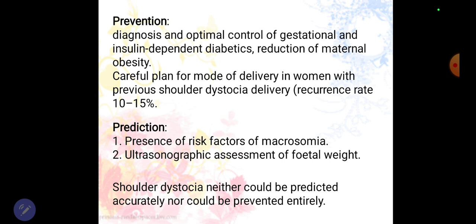Recurrence rate is 10 to 15%. So the delivery will be at a well-prepared, well-equipped hospital for emergency section, with blood bank and expert personnel. Prediction: presence of risk factors of macrosomia and ultrasonographic assessment of fetal weight. So the dystocia neither could be predicted accurately nor could be prevented entirely. It can occur in a normal birth weight.